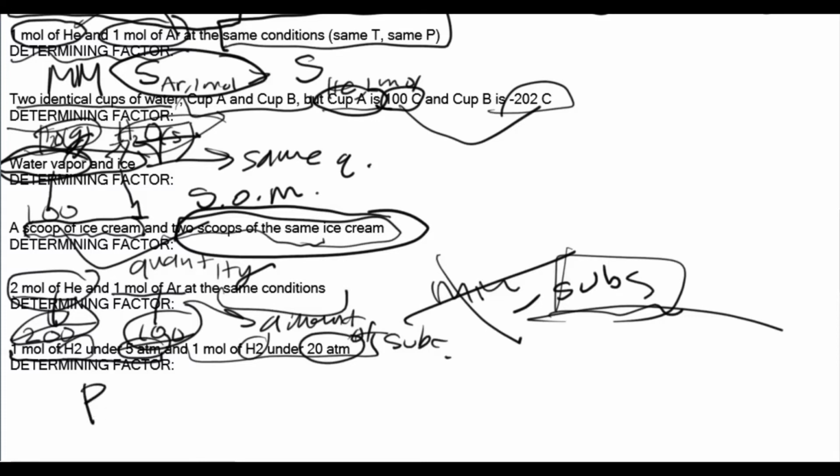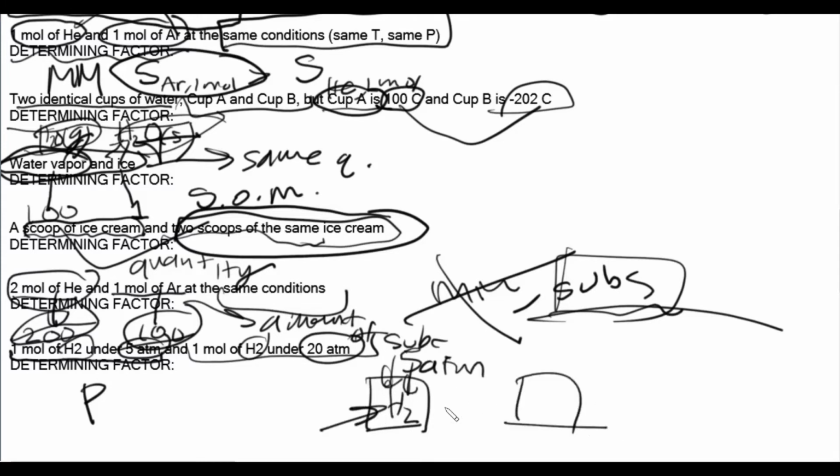Now you might be thinking, wait a second, we didn't learn about this. But we can use something called common sense to figure this out. If you have some helium gas that's under 5 atmospheres of pressure, it's not under that much pressure, so it can move around pretty freely.